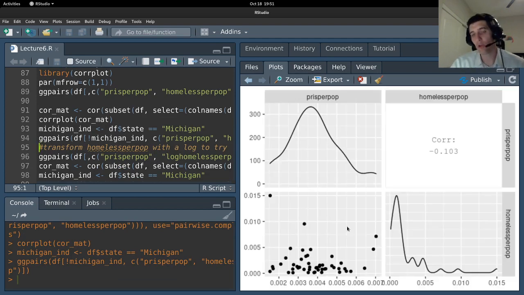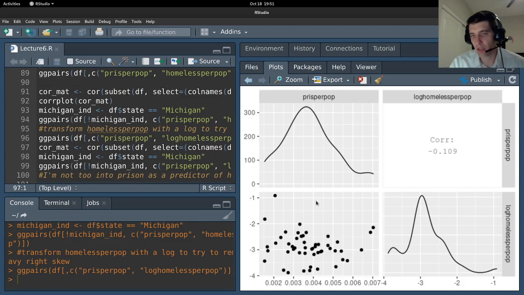So here I've removed Michigan. Same plot, just removed Michigan. The idea being that it makes it hard to visualize otherwise. So my scatter plot is much more meaningful. My kernel density estimator of the homelessness per population is much more meaningful. Still, we have this strong right tail even after we remove Michigan. Okay. So I'm going to try homelessness per population with the log transform just to see if it will make that kernel density estimator a little less skewed to the right, and indeed it does.